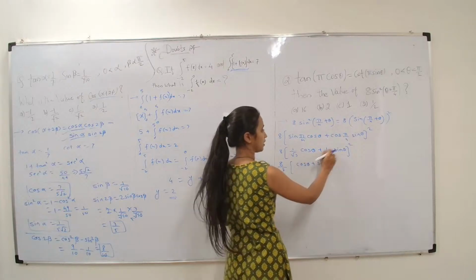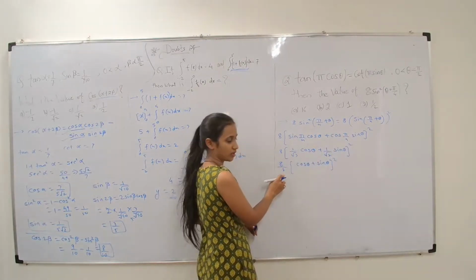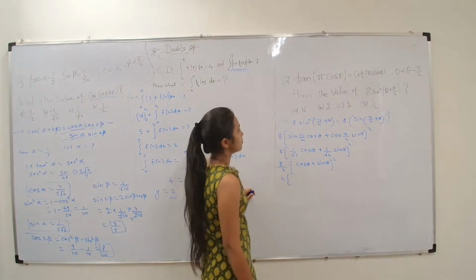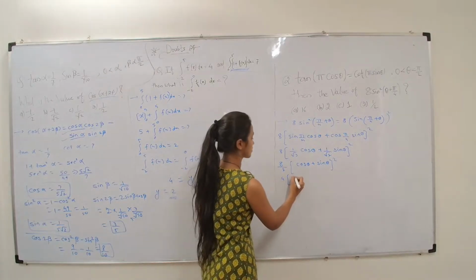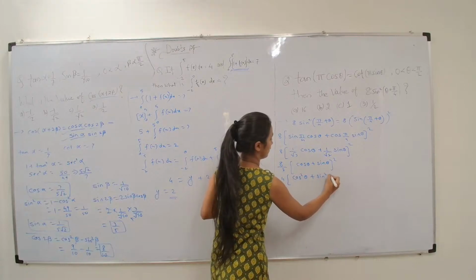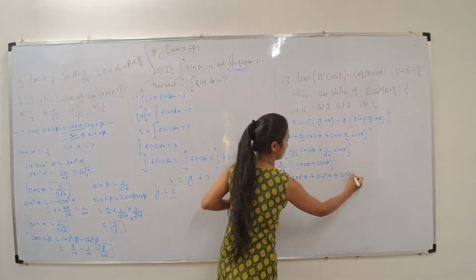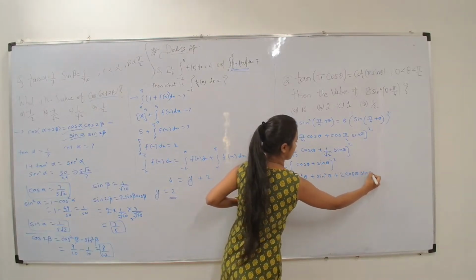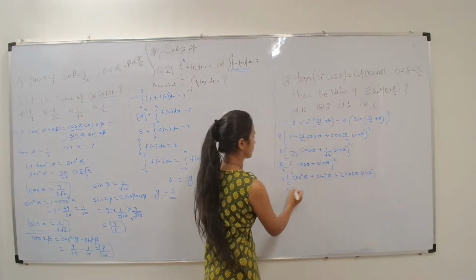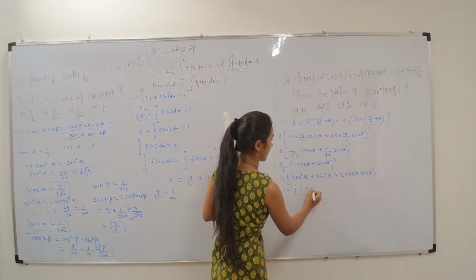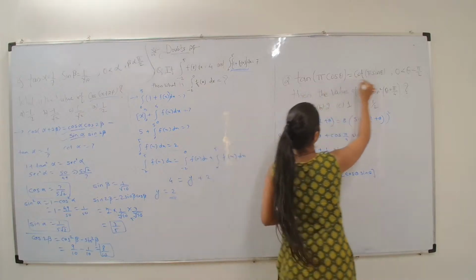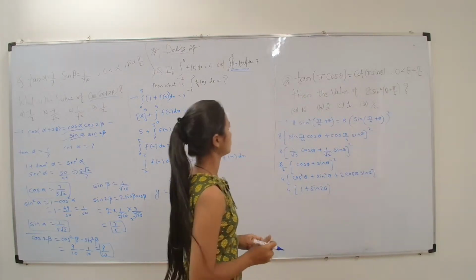1 by root 2 common and taking it square, taking outside, you will get this 4 into this whole. Cos square theta plus sine square theta plus 2 cos theta sine theta. That is 4. This will be 1 plus sine 2 theta. Now you can substitute this value. कसं येईल याच्यामध्ये? Sine 2 theta.